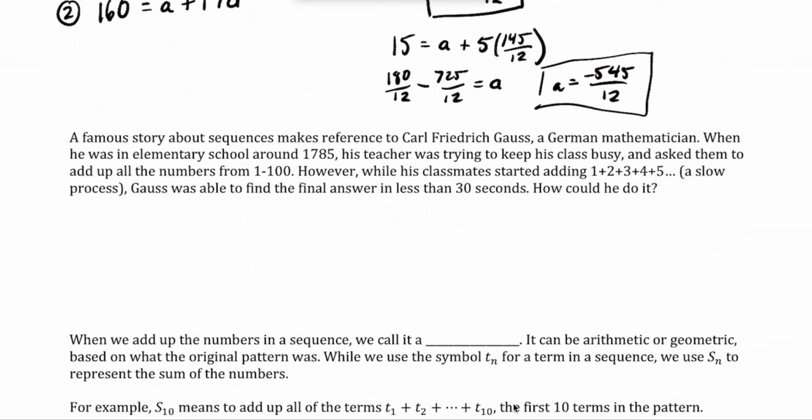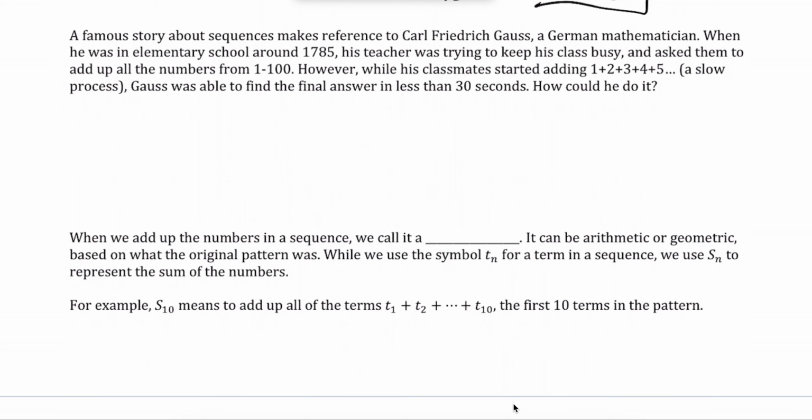Now, there is a famous story about sequences, which makes references to someone named Carl Friedrich Gauss, if you've ever heard of the Gauss math contest. Gauss is very famous in Germany. Apparently, he's actually on some German money for being a mathematician.